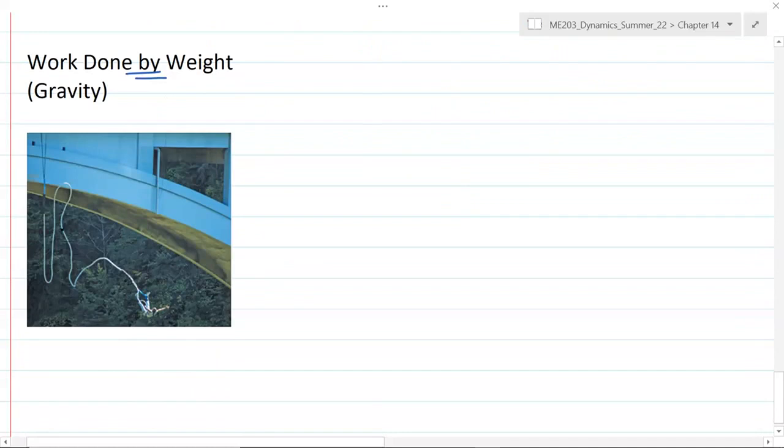In this example, you can see that this person bungee jumps from a certain height, and when the person bungee jumps, the force that he or she experiences is because of the gravitational pull. So what is the work done by gravity in this case? Because if we consider this person as a particle, then the particle is going from some height h1 to another height h2, and what is the work done during that period?